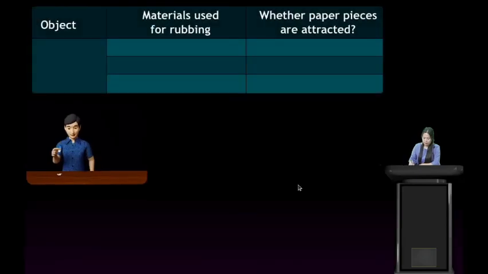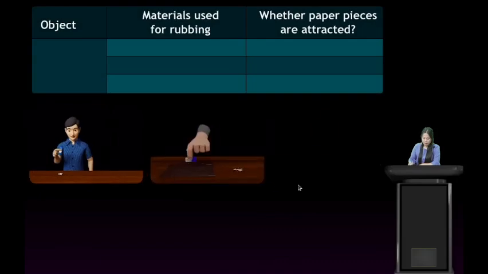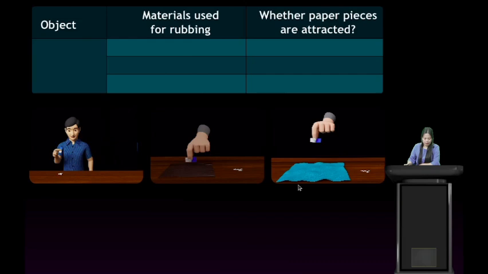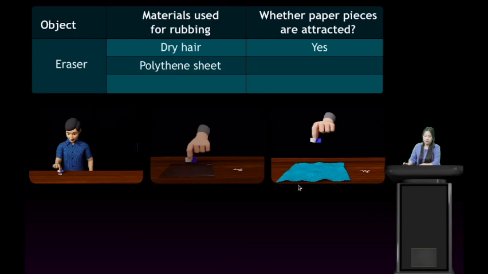Now let us see some more examples. The first object we will use is an eraser. The materials used for rubbing, the first is our dry hair. Let us see whether the eraser will attract the paper pieces or not. So first take an eraser, rub it on your dry hair, and bring it near the small pieces of paper. You will see that it attracts the pieces of paper.